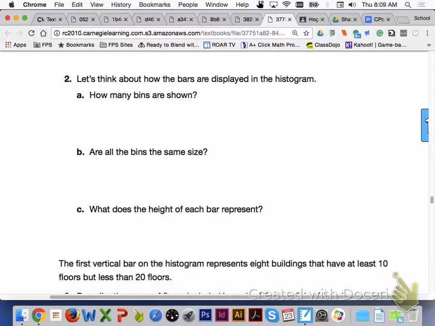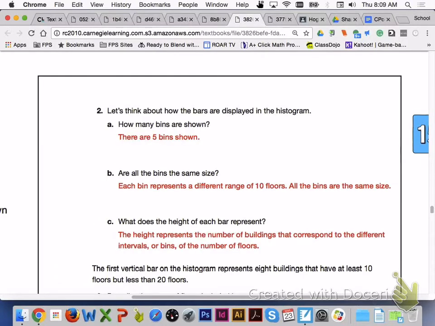Please turn to page 1039. Answer number 2, letters A through C with your group members. For number 2, letter A, there are 5 bins that are shown in the histogram. Letter B, each bin represents a different range of 10 floors, and all the bins are the same size. And for letter C, the height represents the number of buildings that correspond to the different intervals or bins of the number of floors.